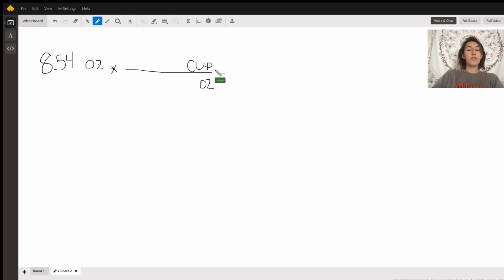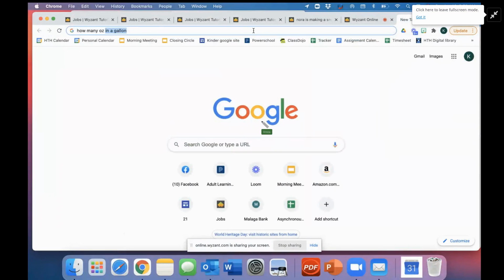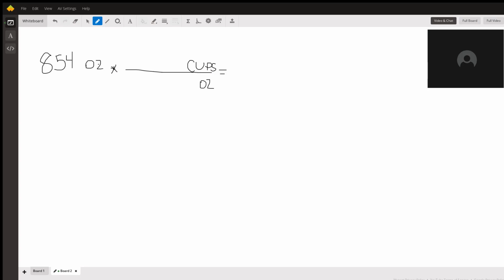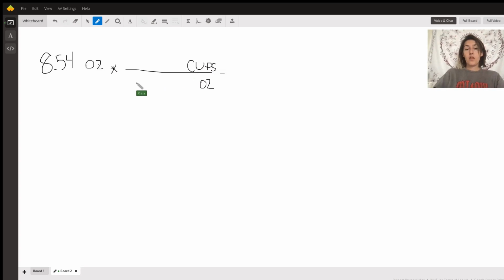So I don't know what your question is. I don't know how old you are, but if you're looking to use stoichiometry, this is how you would do it. How many ounces are in a cup? If you don't already know, you can always look it up. How many ounces in a cup? And then Google will tell you 8 fluid ounces. So then we go here. We put 8 ounces, or in 1 cup.